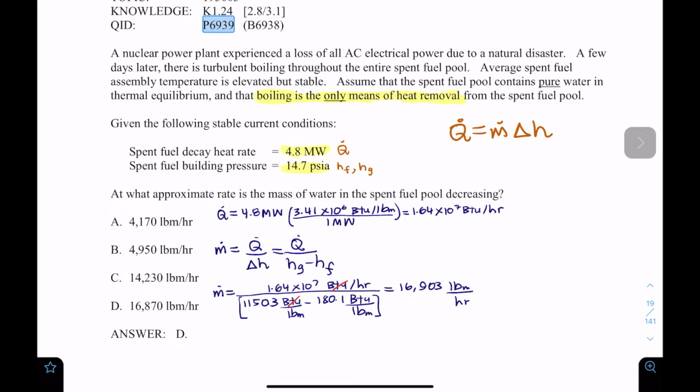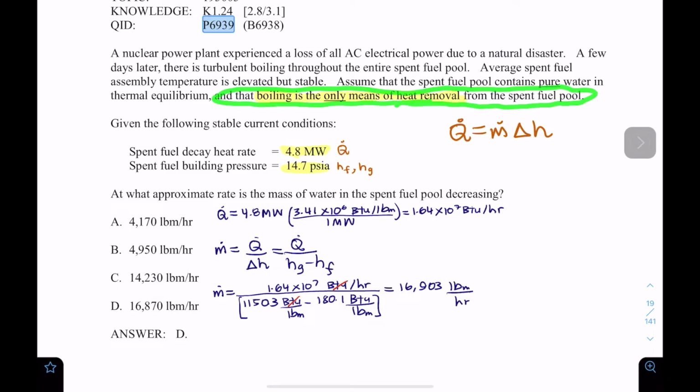Okay, something got heated. Something is changing in there. So average spent fuel assembly temperature is elevated but stable. Okay, yeah, makes sense. You have turbulent boiling, so there's some boiling, some increase in temperature. Nothing that scares me from this part. Now, assume that the spent fuel pool contains pure water in thermal equilibrium. So I only have water here. And that boiling is the only means of heat removal from the spent fuel pool.